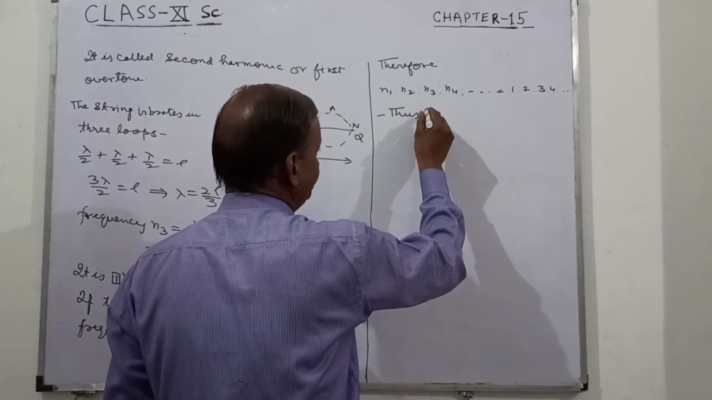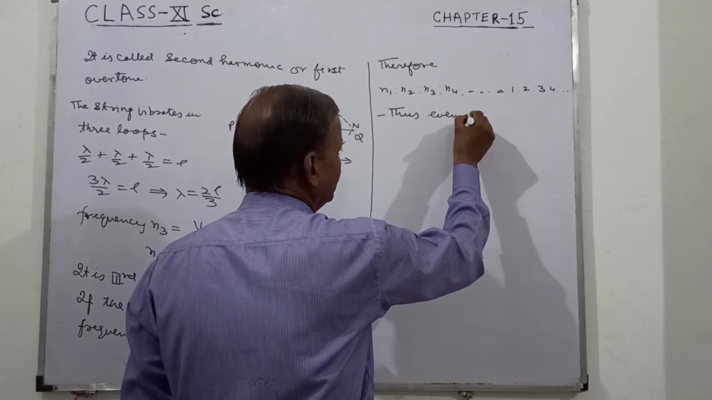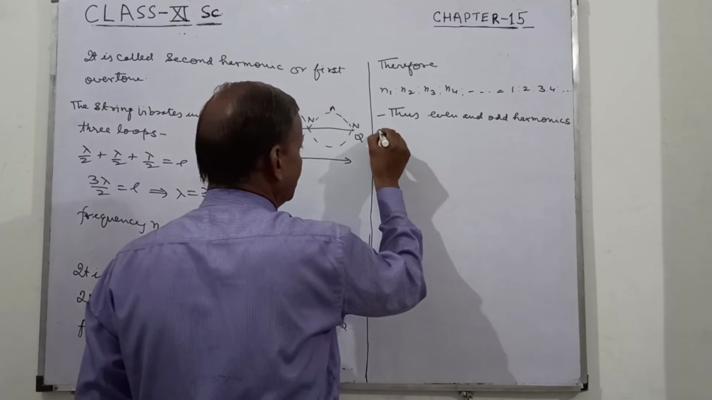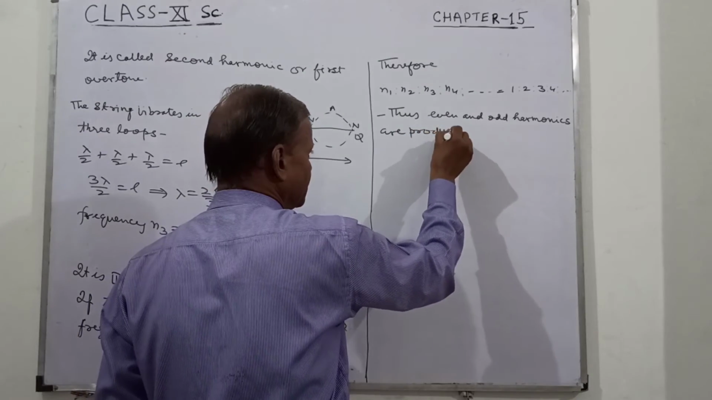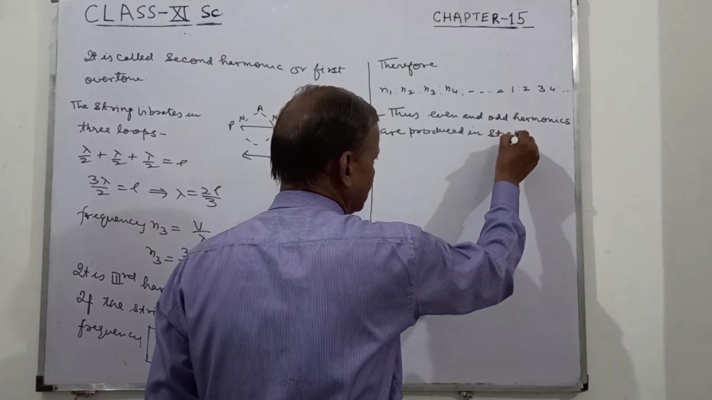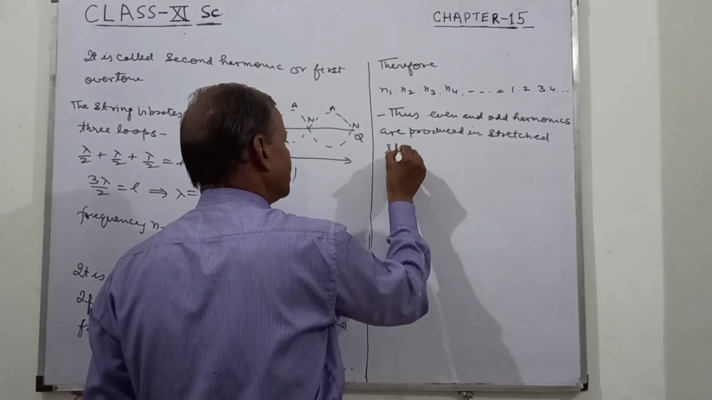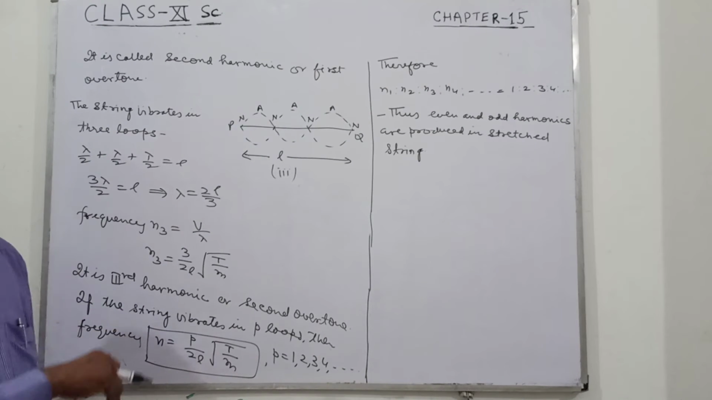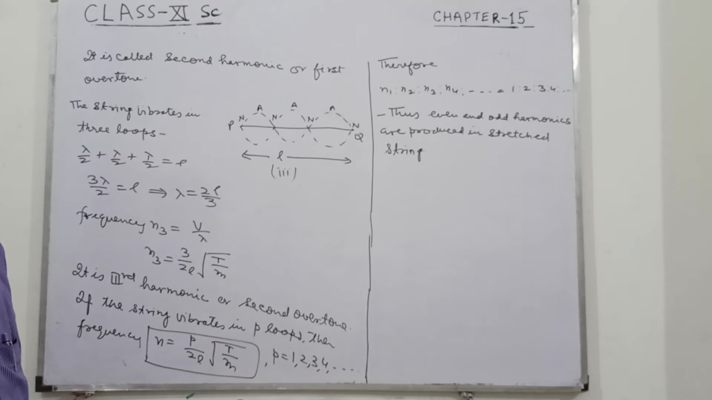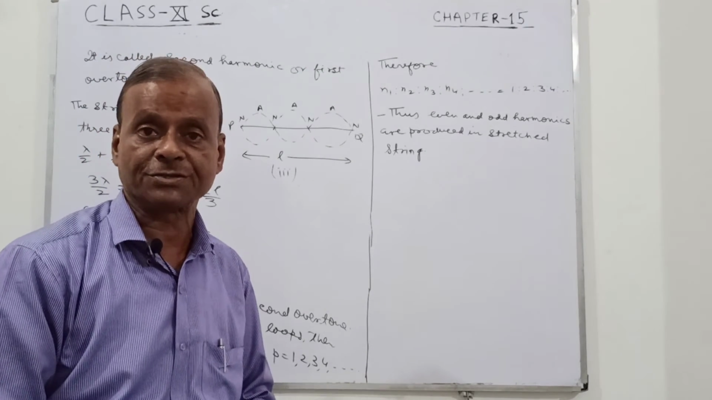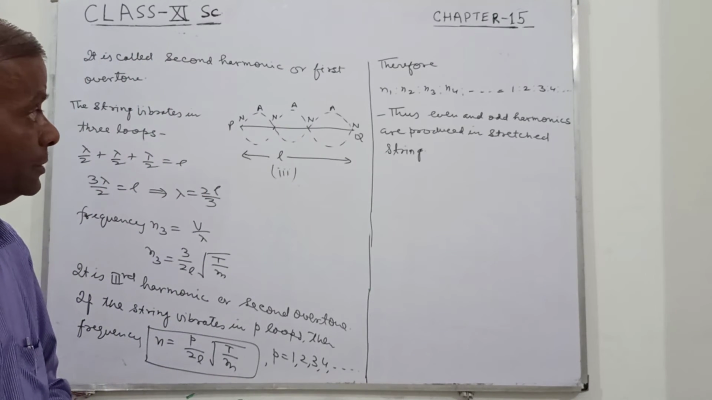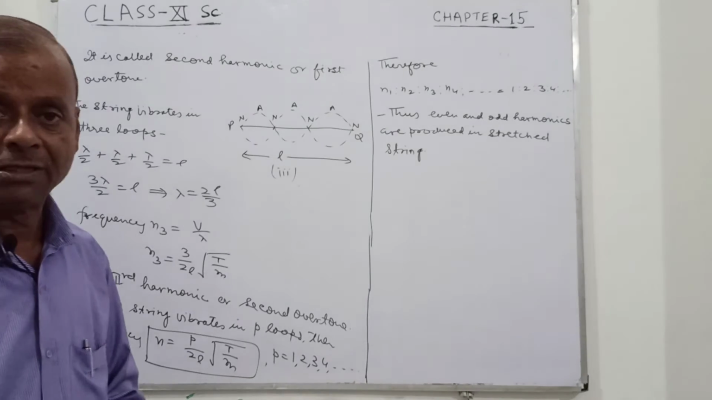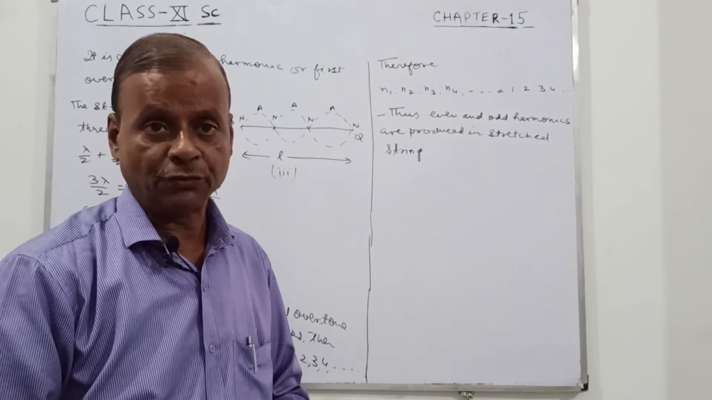Thus, even and odd harmonics are produced in a stretched string. This is why the musical instruments which have these wires produce very melodious sound, because both kinds of harmonics are obtained. So our ear feels good when such musical instruments are played, like the sitar, guitar, etc.